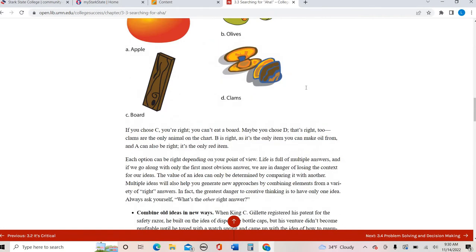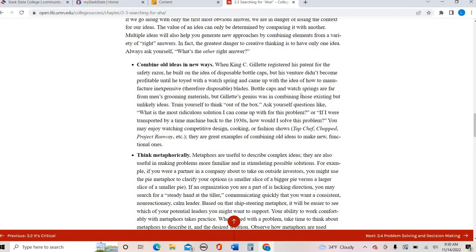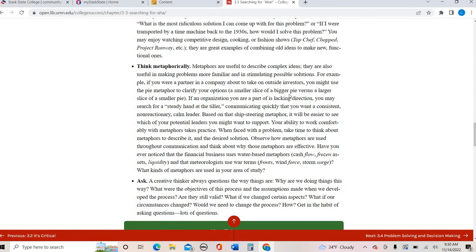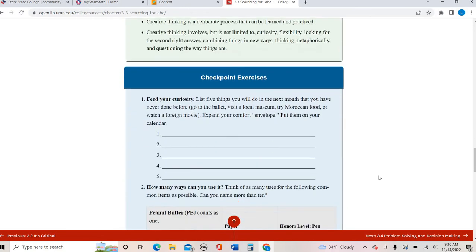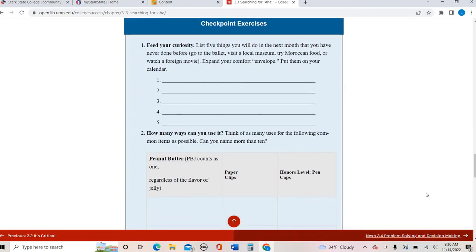And there's a little exercise there. Think about different ways to combine ideas. Can you take an old way and make it something new? Can you think in metaphors and figurative language? And then ask a lot of questions to yourself, to other people. So there are ways to hone those creative thinking skills.